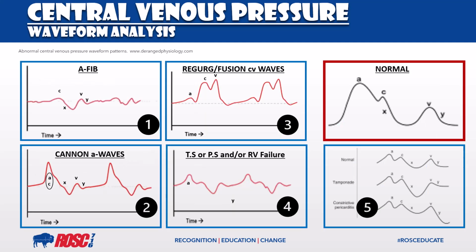Let's take a look at some pathogenic CVP waveforms and how they can help us clinically. If you need a reference at any time, there's a normal CVP waveform tracing in the upper right corner. Looking at window 1, we're missing our A wave.